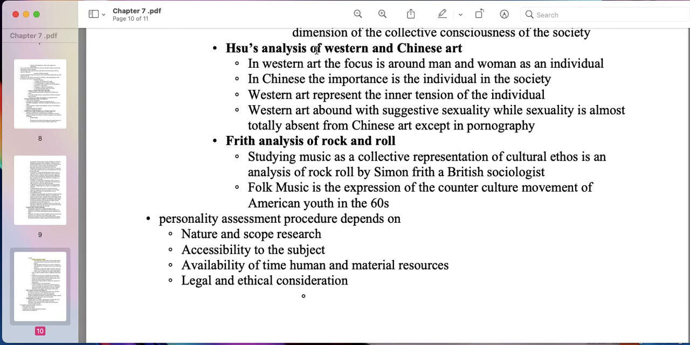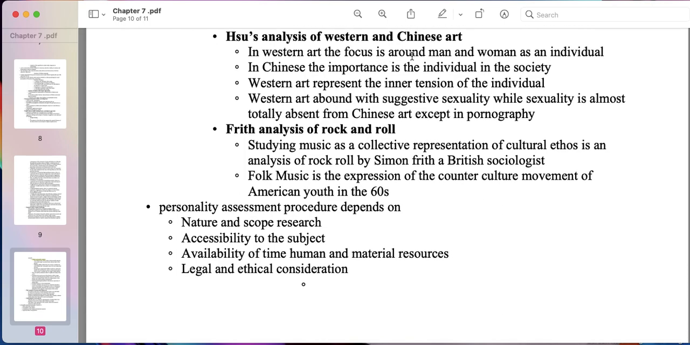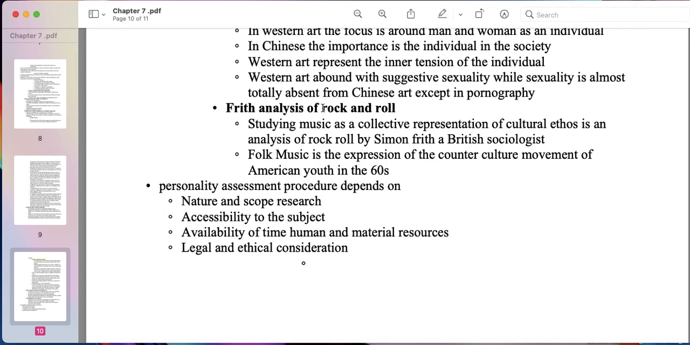We talk about the analysis of Western and Chinese art. In Western art, it focuses on men and women as individuals, and in Chinese art, the individual should be part of the society instead of themselves.